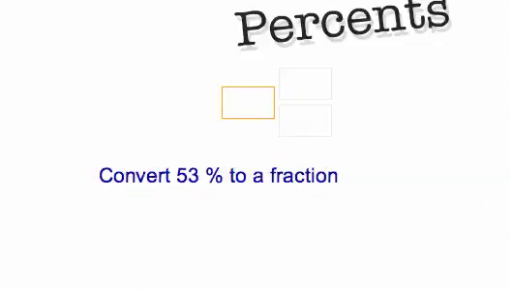All right. Convert 53% to a fraction. Remember I said there were two ways of doing this. 53% as a decimal is 0.53, which is 53 hundredths. That's the other way of doing it. You know it's 53%, so it's 53 per 100. And then we just reduce the top and the bottom.